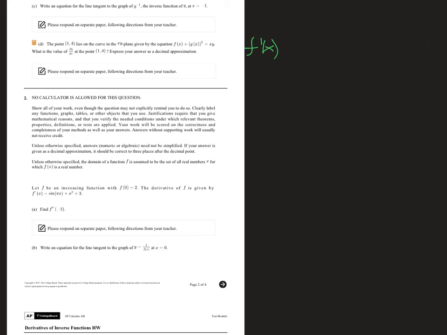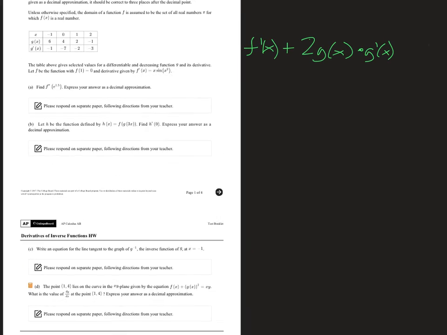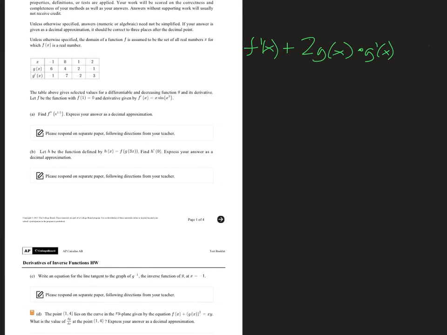But if I do that chain rule, it's going to be 2 g of x times g prime of x. Now hold on, wait a second. I don't know an equation for either g of x or g prime of x. But wait, think about what they're asking you to do. They're asking you to eventually plug in numbers. And the number that I'm plugging in here is 1. And if I look back at my table again, I do in fact know both g of 1 and g prime of 1. So I can do that.